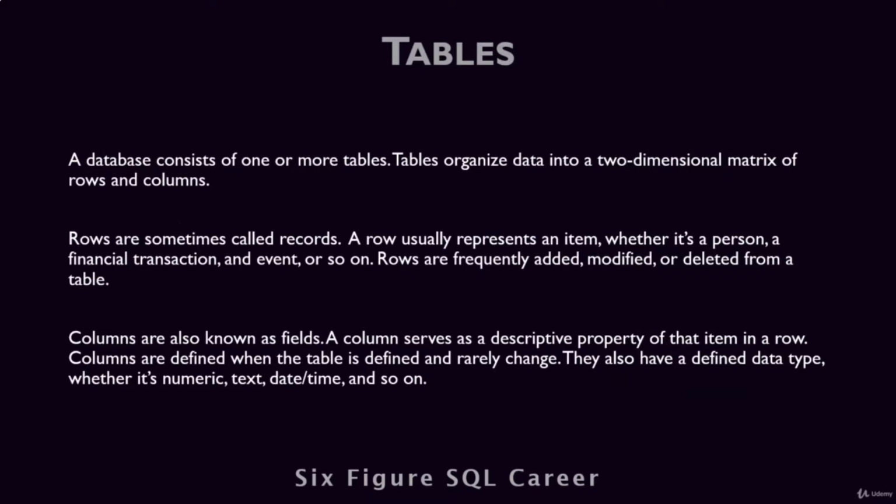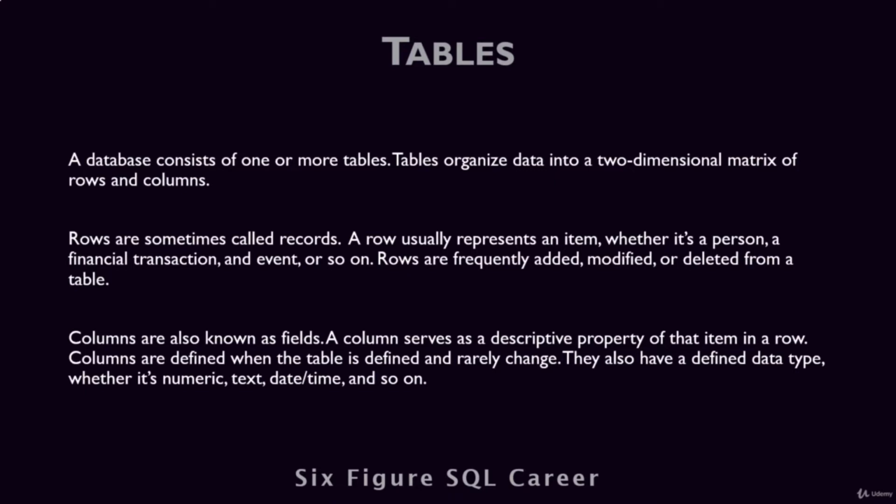A database consists of one or more tables. Tables organize data into a two-dimensional matrix of rows and columns. Rows are sometimes called records. A row usually represents an item, whether it's a person, a financial transaction, an event, or so on. Rows are frequently added, modified, or deleted from a table.